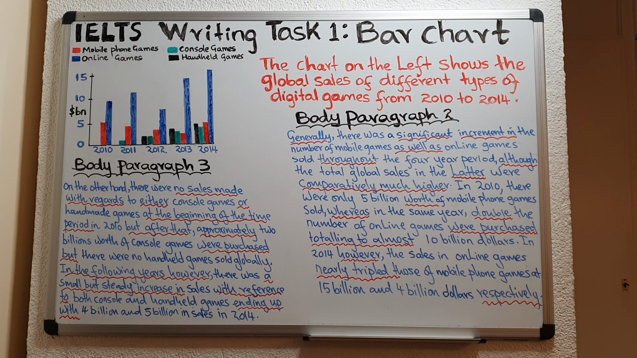And that is because when you look at the diagram, you can see all the blue is the highest. That is online games. And if you look at red, it is less than blue. Okay? Red is less than blue in all the years from 2010 to 2014.